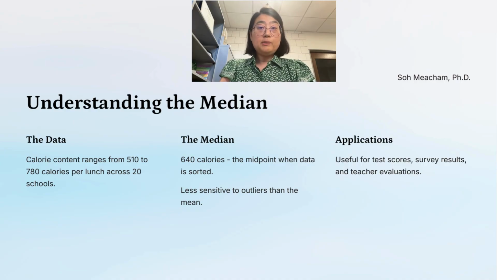To understand spread, we calculate quartiles. The first quartile, which is the 25th percentile, represents the middle of the bottom half of the data. Let's say it's 580 calories. The third quartile, which is the 75th percentile, represents the middle of the top half of the data. Maybe it's 700 calories.